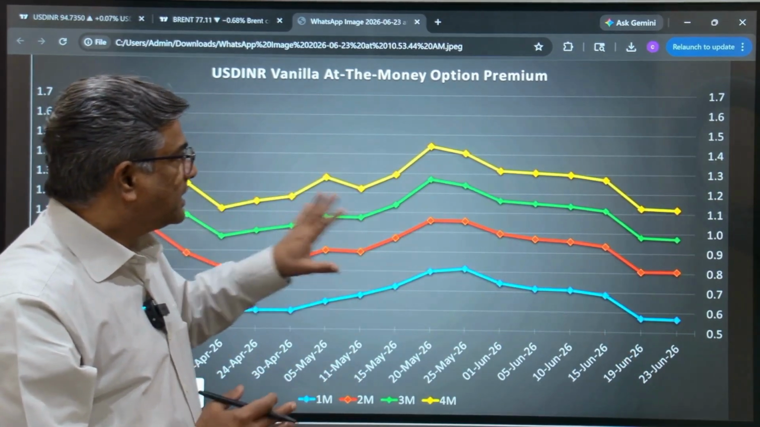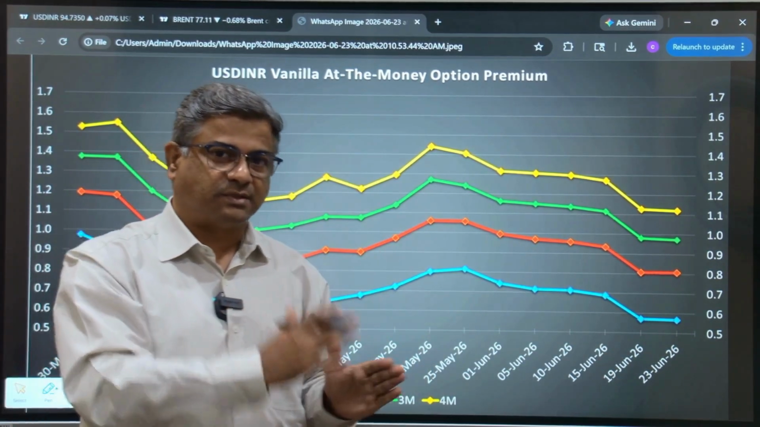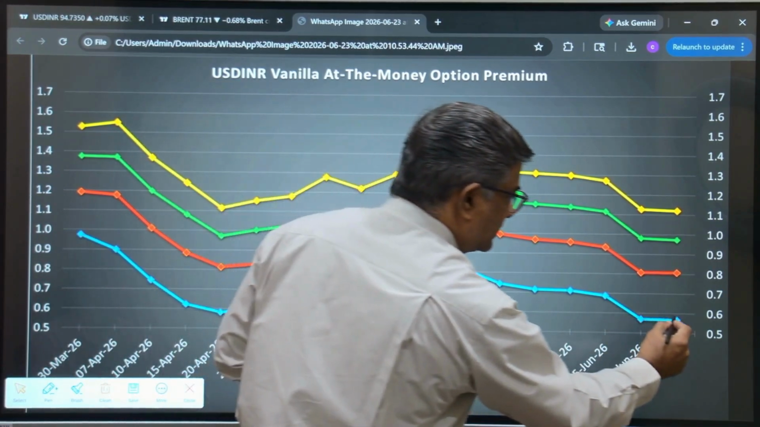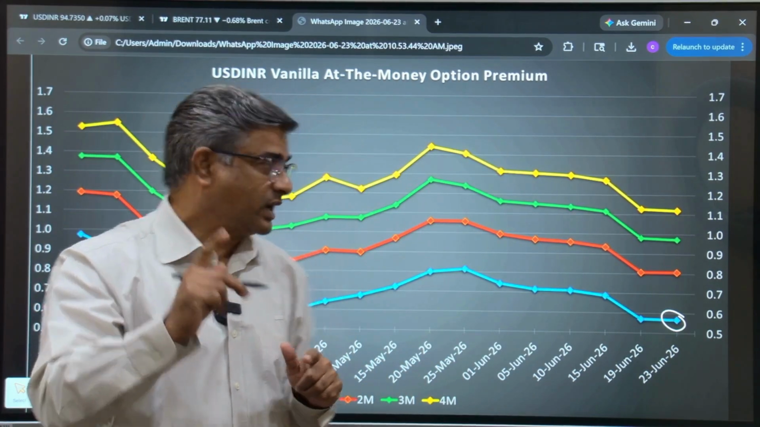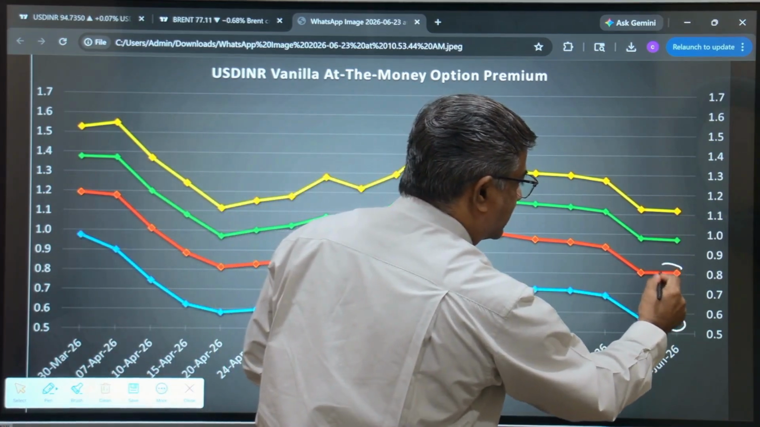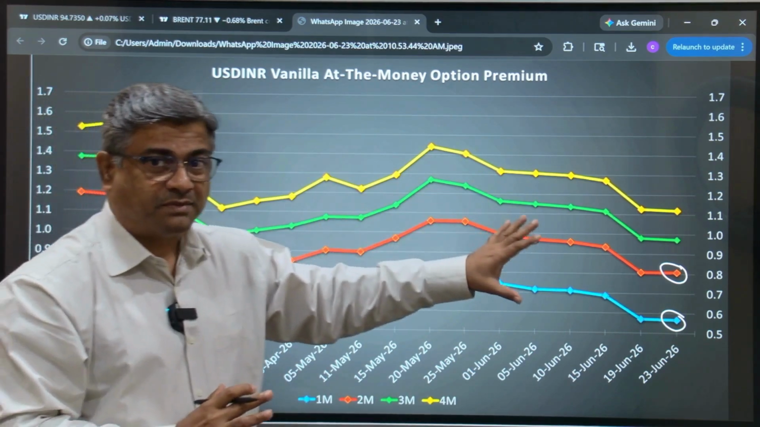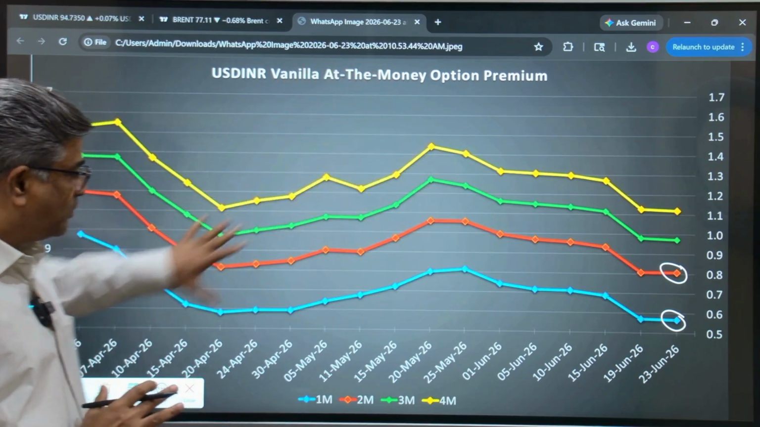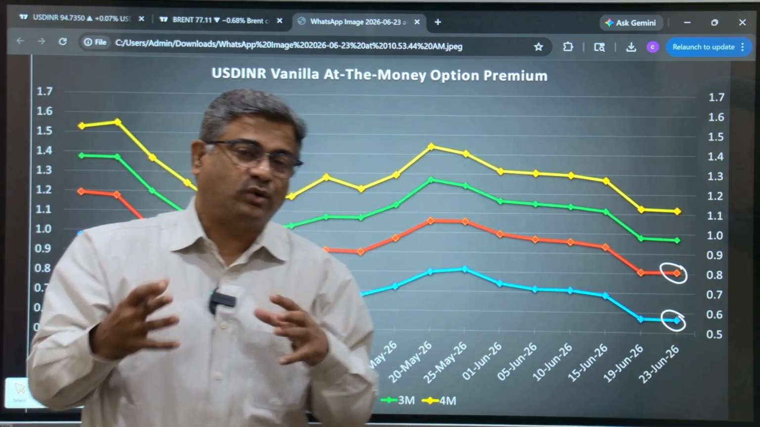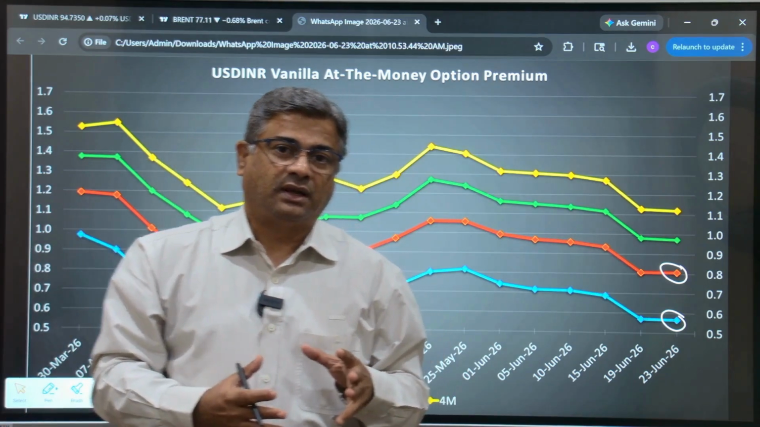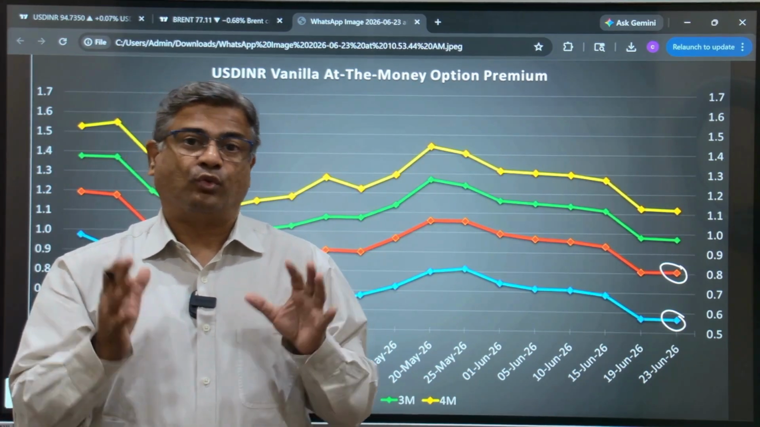Now what does that mean? That means that if I buy a 1-month at the money option, whether it is a put or a call, the cost is just around 57-58 paisa for 1 month. And if it is for 2 months, it is around 79 to 80 paisa. Remember, option premiums have come down significantly. See where they were earlier and see where they are now. So now since option premiums are cheaper, and it is a lower cost, it makes a lot of sense to do vanilla options.